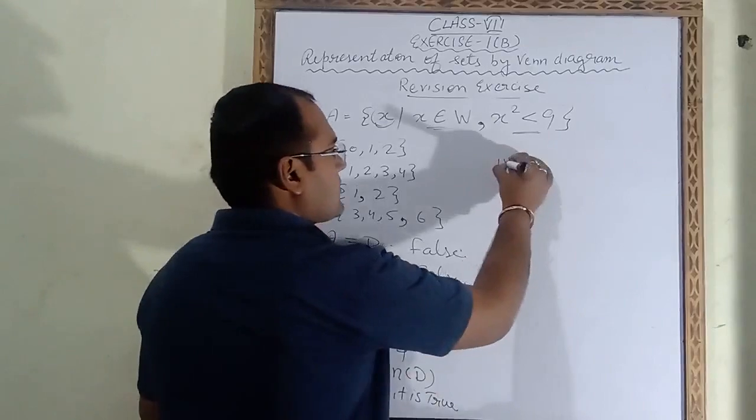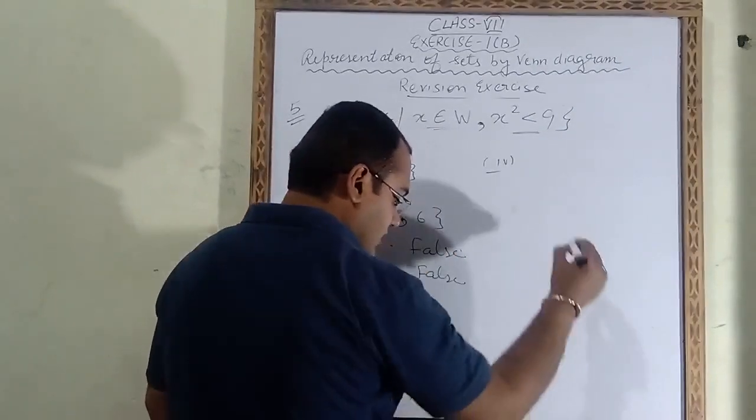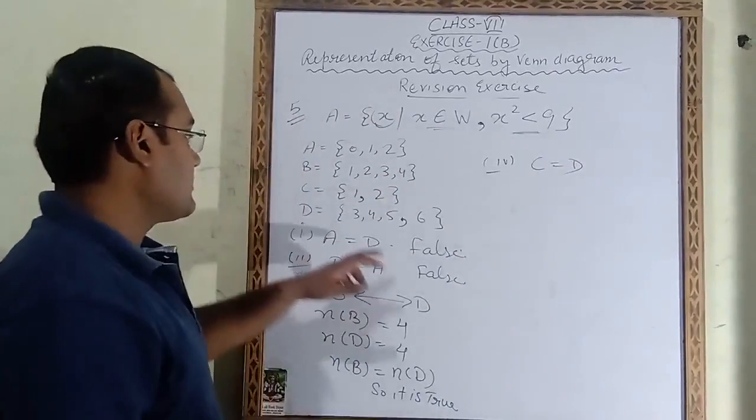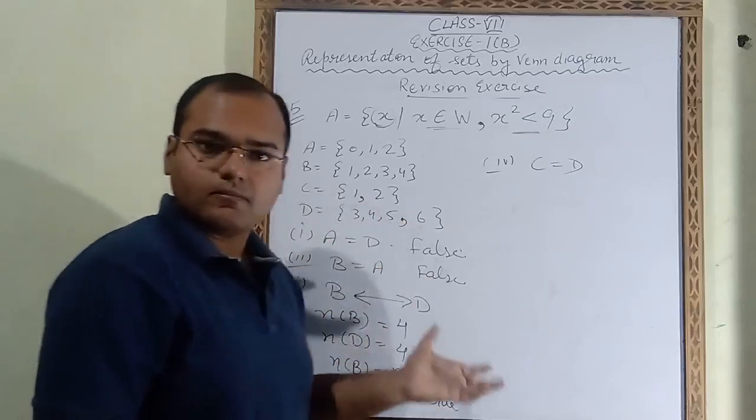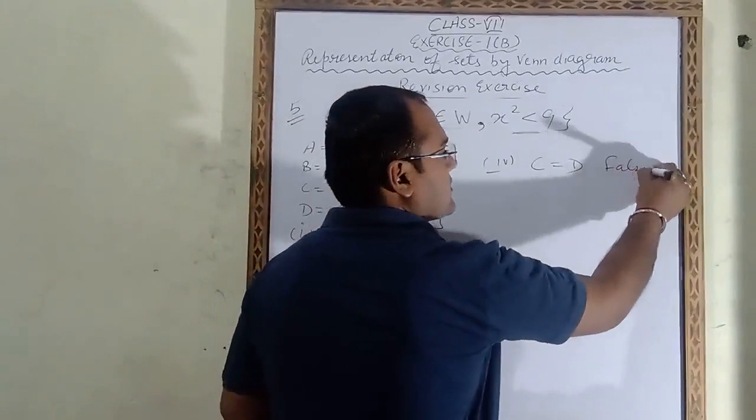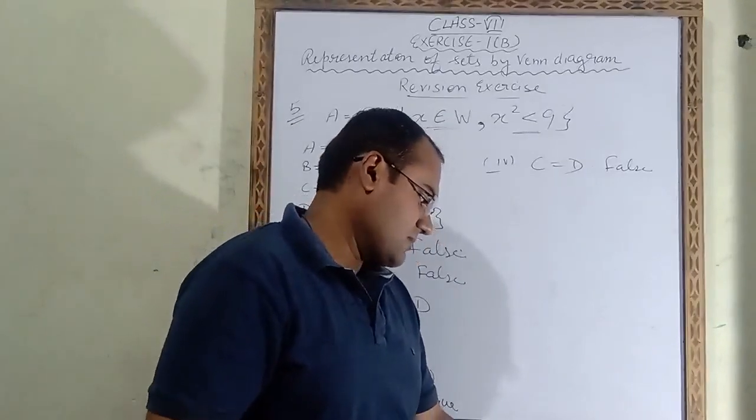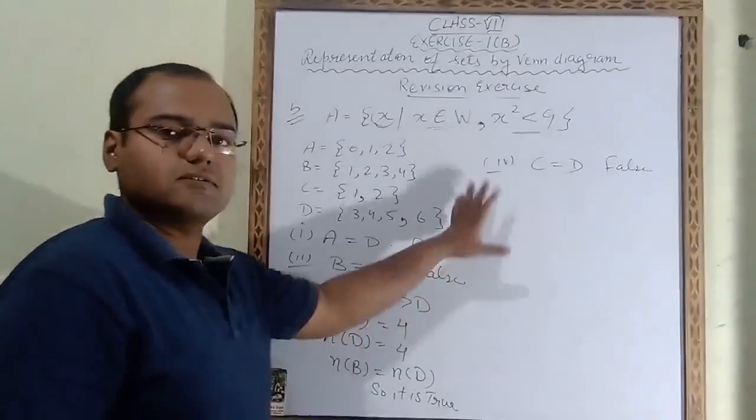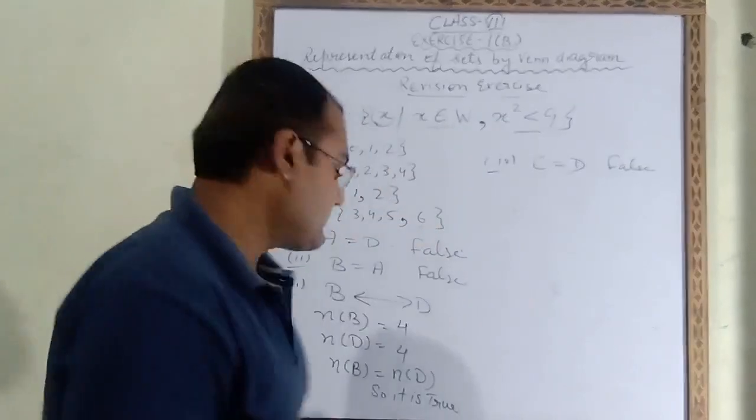Now fourth part. C equal D. Equal sign is there. C is 1 and 2. D is 3, 4, 5, 6. Are they the same? No. That's why we have to write here it is false. Next is also the same. Seventh part is also the same. In each part you have to do like this. Now see question number 7.